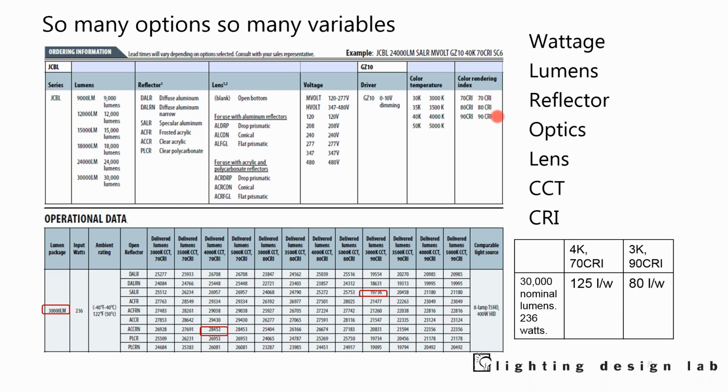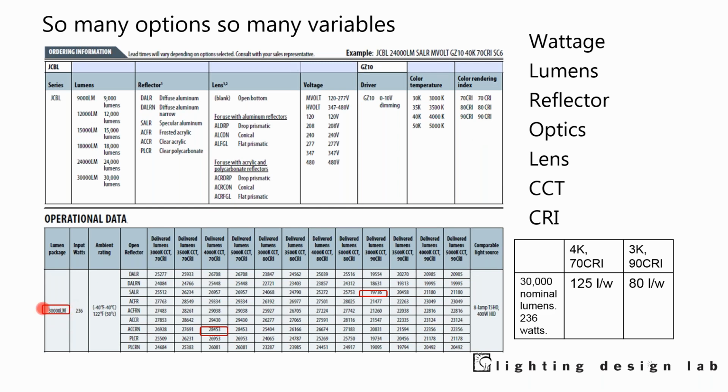The color rendering index is a scale I didn't mention that goes from 0 to 100, and normally the higher the better. Anything below 70 is considered somewhat mediocre. So 70 is pretty good, 80's better, 90's great. So you're thinking, well, why don't we just use 90 all the time? Well, let's take a look here.